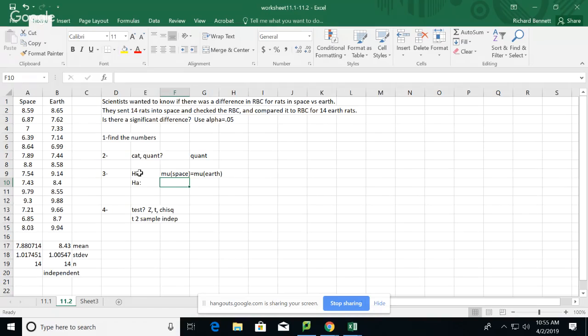Now, Gage, what do you think the alternative hypothesis is? The opposite, meaning mu space is not equal to? Who agrees with Gage? Who disagrees with Gage? Okay, it's unanimous. He's right. Mu space does not equal mu earth. Okay?